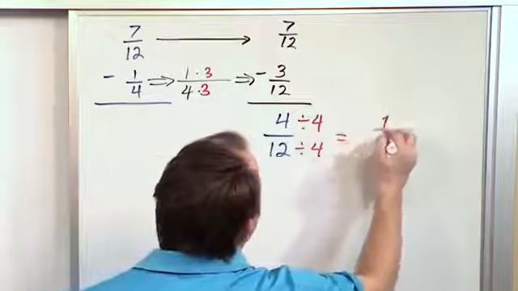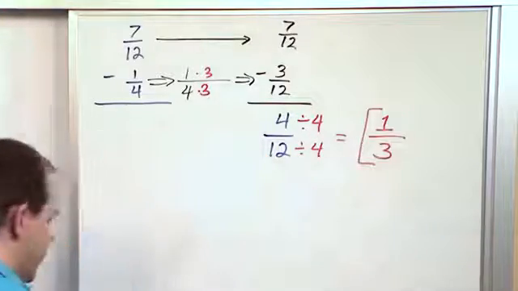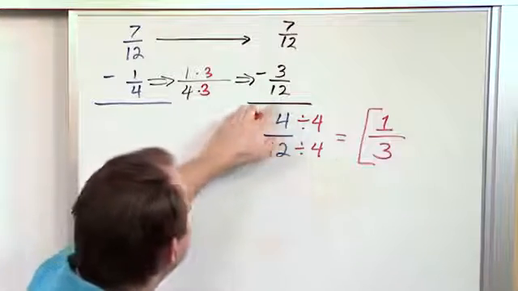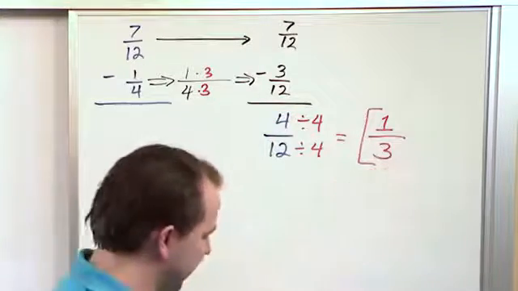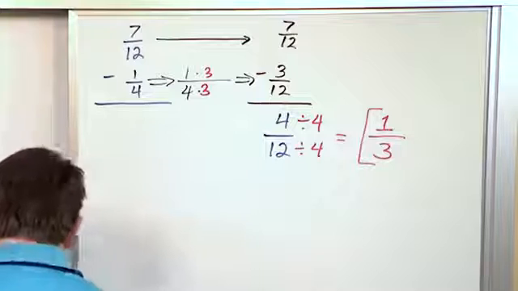4 divided by 4 is 1. 12 divided by 4 is 3. So the answer is 1/3. Now again, 1/3 represents exactly the same amount of stuff as 4/12. So this is the answer also. This just looks a little bit simpler, which is always what we try to do when we solve fraction problems. We always want to basically make them as simple as we can.